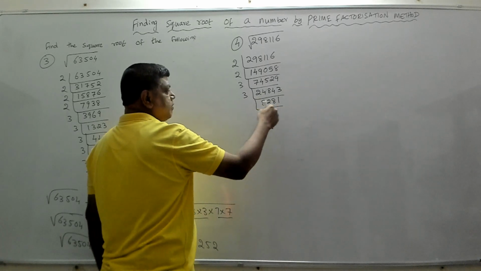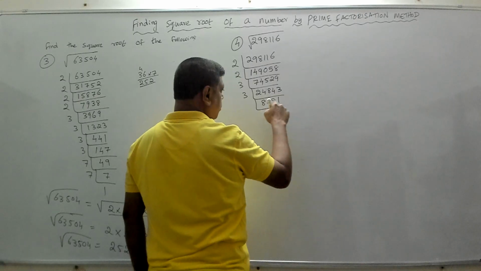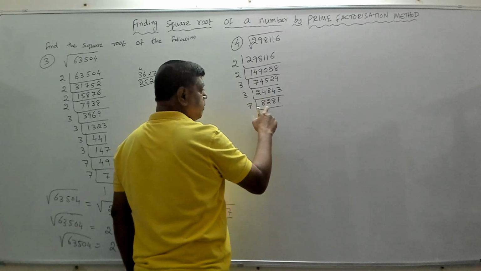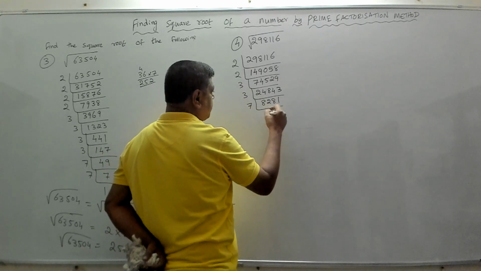Then the next prime number is 7. Does it go in 7? You have to divide and check. If you divide and check, it will go in 7. So then we can divide by 7. It should perfectly get divided by 7. So now, 1 time. 12 goes again 1 time.